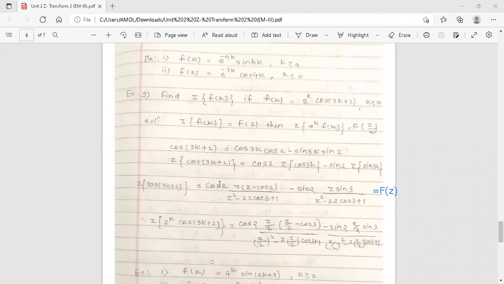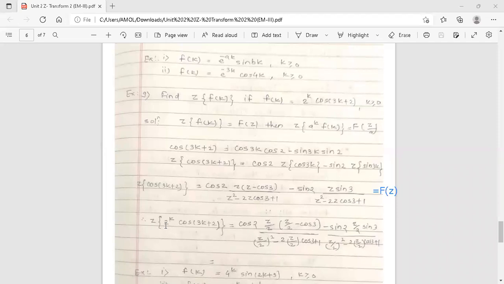This is your f of z term. So replace every term of z by 2. Cos 2 as it is, replace every term of z by 2. z by 2 into bracket z by 2 cos 3 upon z by 2 whole square into z by 2 cos 1 minus sin 2 as it is z by 2 into sin 3 upon z by 2 whole square minus z by 2 cos 3. Every term of z is replaced by z by 2.